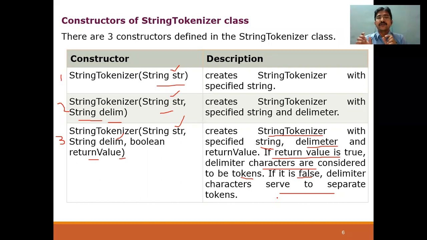When you put the true value, the delimiter you mention, maybe \t, \n, space, or comma, will also be considered as a token. If you mention the third parameter as false, it serves as a normal separation of tokens. So these are the three constructors we have in the StringTokenizer class: one parameter, two parameters, and three parameters.